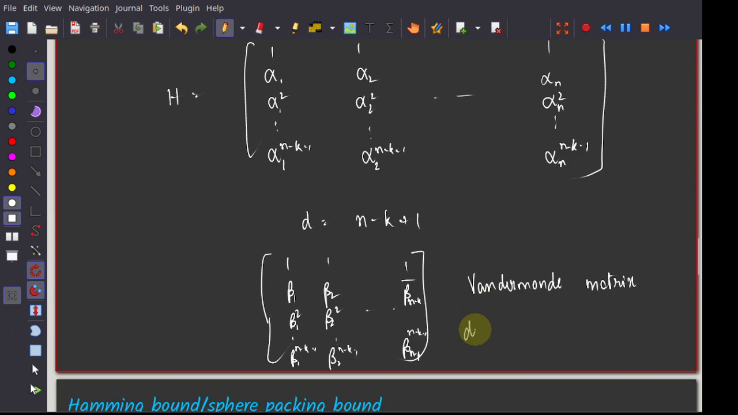The determinant is the product over all i equal to 1 up to n minus k, and j equal to i plus 1 up to n minus k, of beta i minus beta j. All of these differences are non-zero because beta i is never equal to beta j for any i not equal to j. So this determinant is always non-zero.